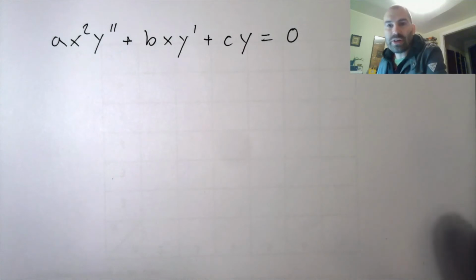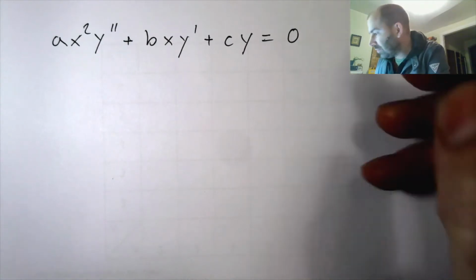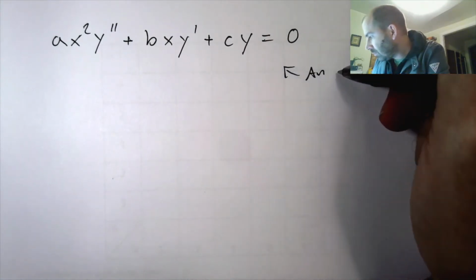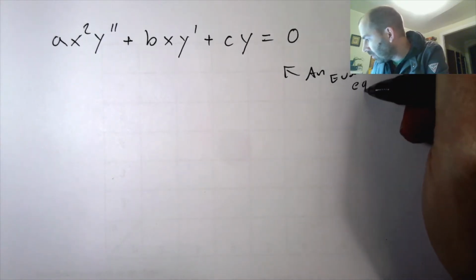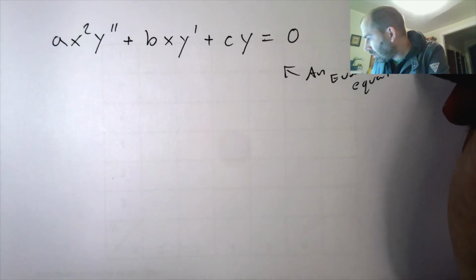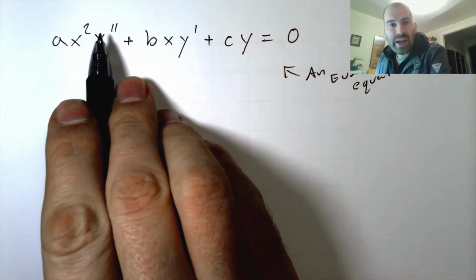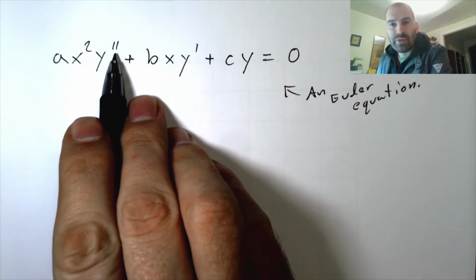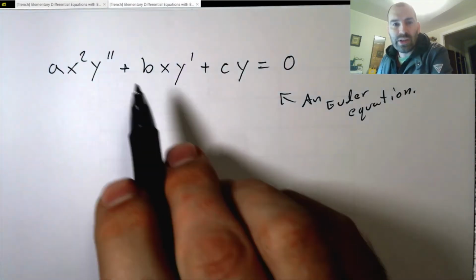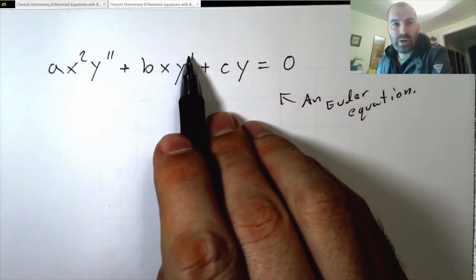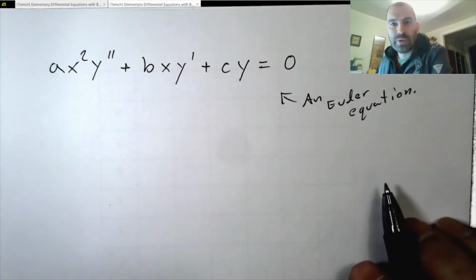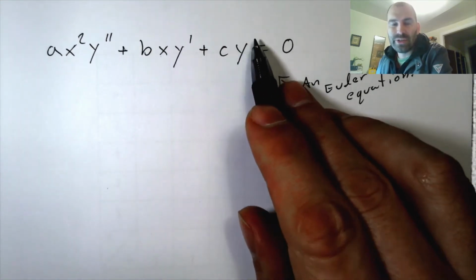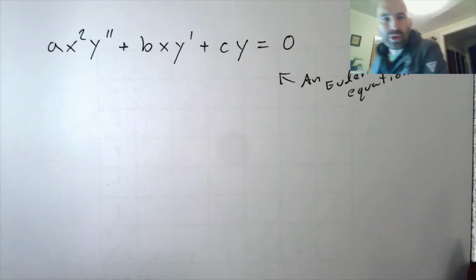Okay. This is called an Euler equation, named after Leonhard Euler. Notice that the powers on the x match the order of the derivative that we see in each case. x to the 1, 1 derivative. x to the 2, 2 derivatives. Right? x to the 0, 0 derivatives. So that's an Euler equation.